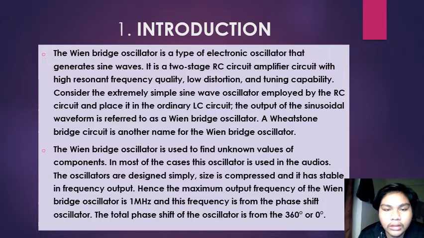This is the first slide from our presentation. The first slide is about the introduction. The Wein bridge oscillator is a type of electronic oscillator that generates a sine wave. It is a two-stage RC amplifier circuit with high frequency quality, low distortion, and tuning capability.